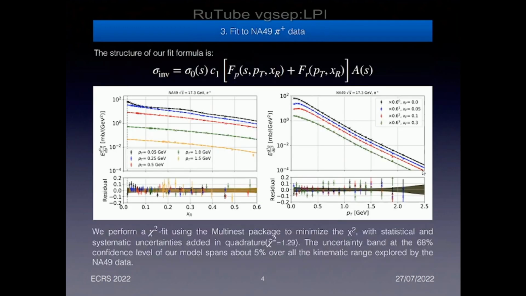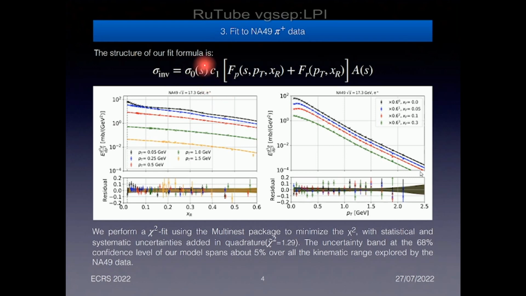So we start from the fit to the pi plus data, that is the main channel of production of positrons. To perform the fit, we developed a formula for the Lorentz invariant fully differential cross-section that has this structure, where you see this term sigma 0 that is the total proton-proton inelastic cross-section. Then we have a normalization factor, and then these two functions f_p and f_r that take into account effectively the different possible production mechanisms of pions, so the classical prompt emission or the decay from some hadronic resonances.